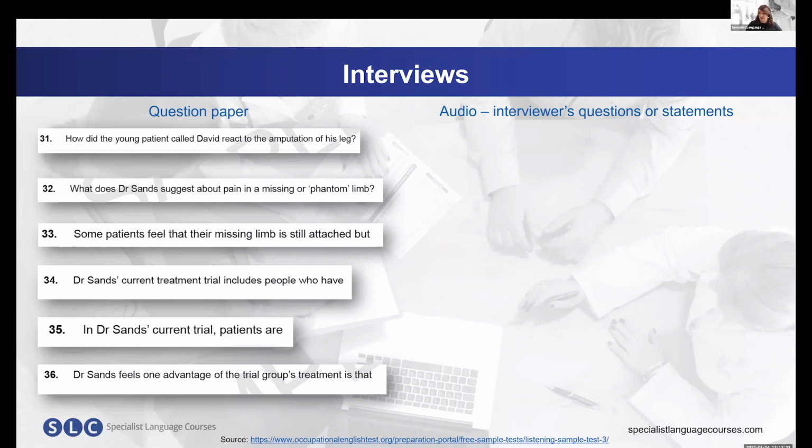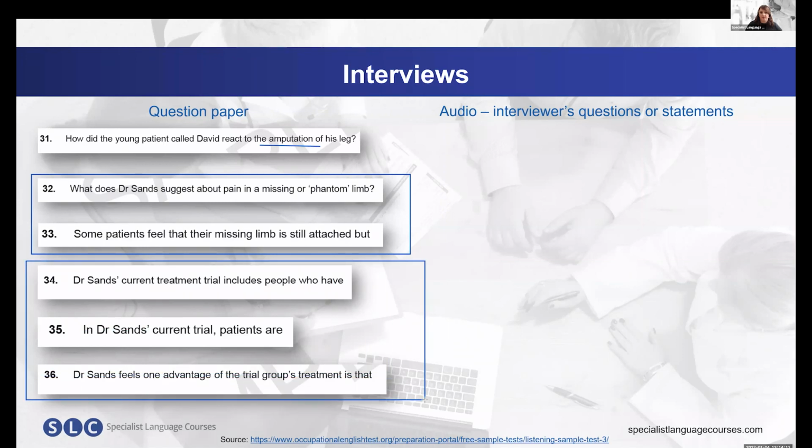Okay, good. All right. So our main topic, as you can see from that very first question, we're talking about amputation. Then we have a look and we can see that Dr. Sands talks about the missing or phantom limb and gives us details about that. And then we also see that Dr. Sands talks about treatment as well. So we've got our main topic here.